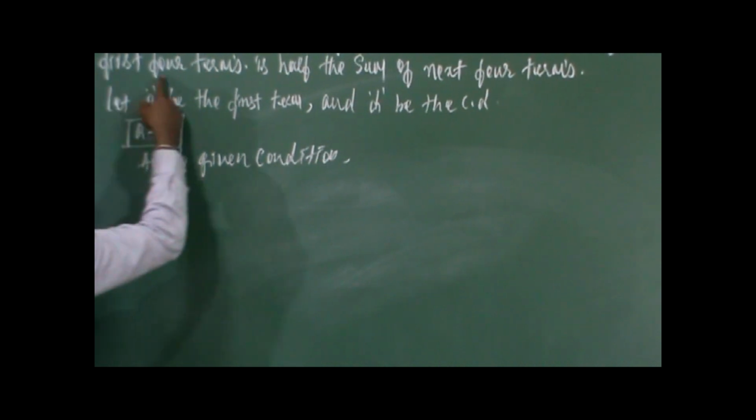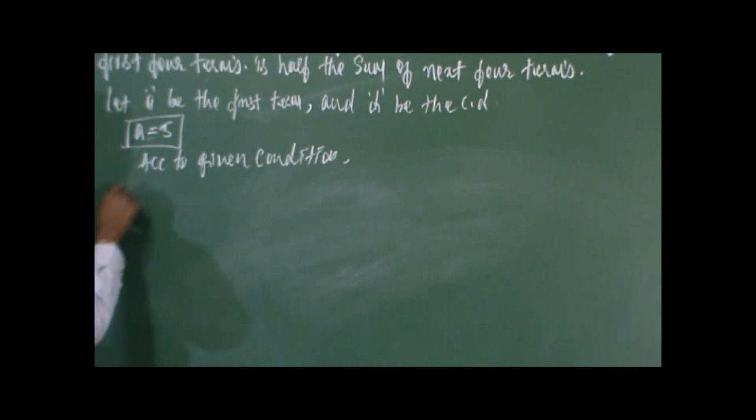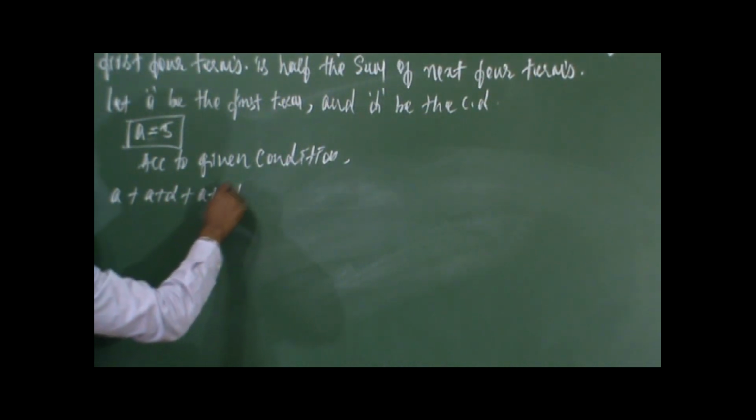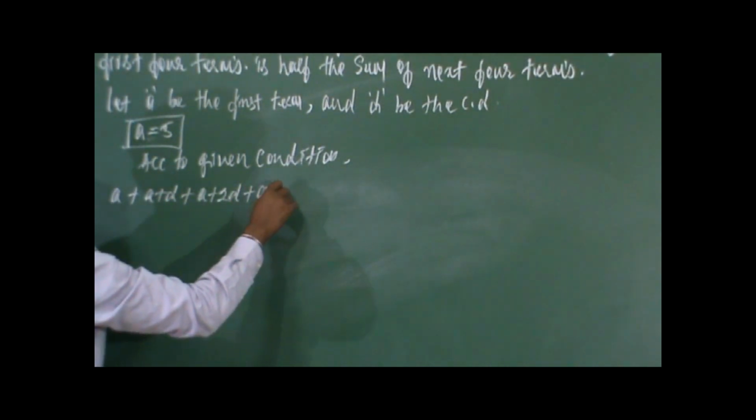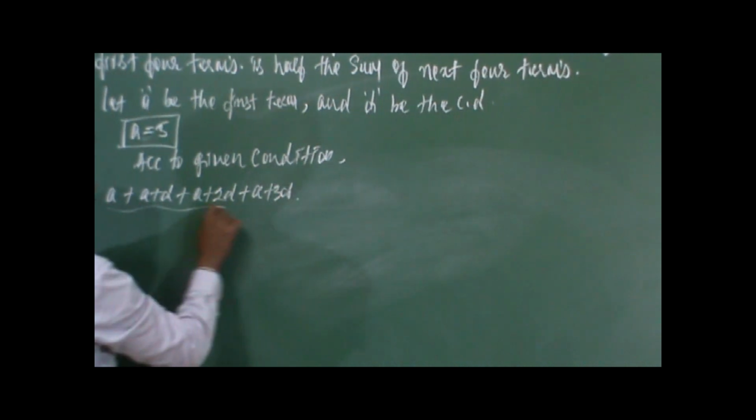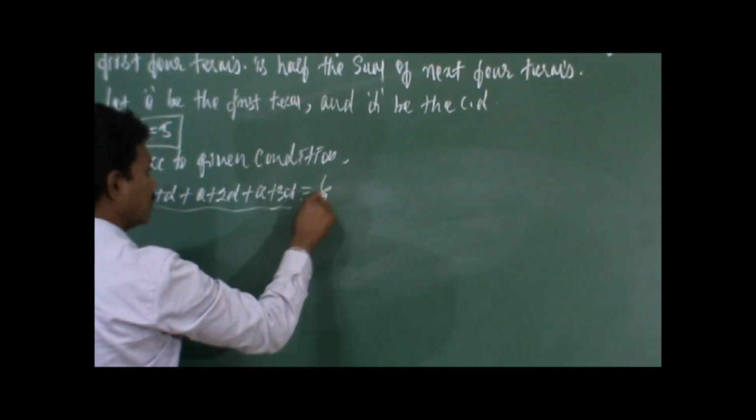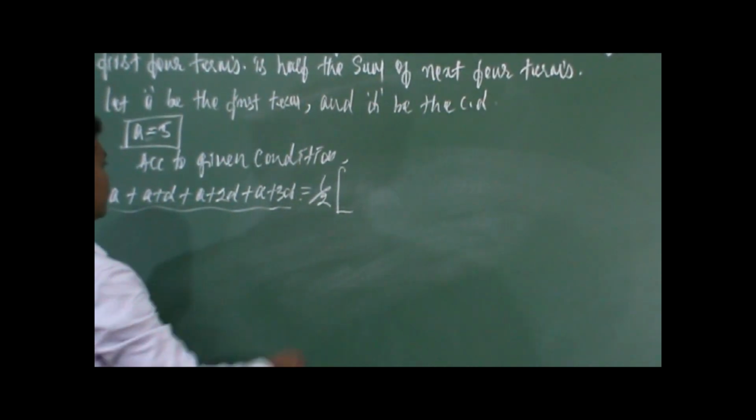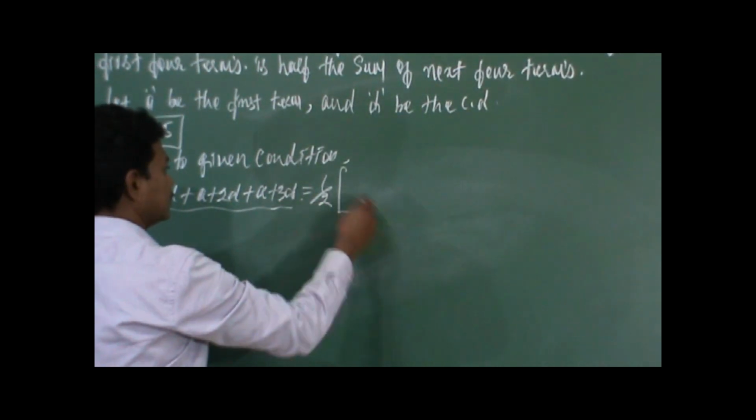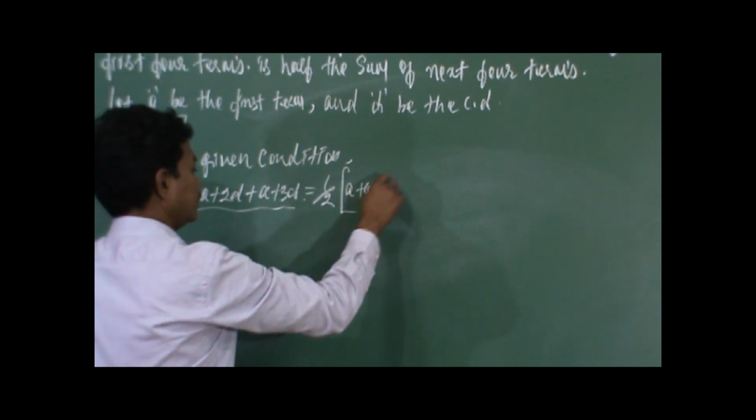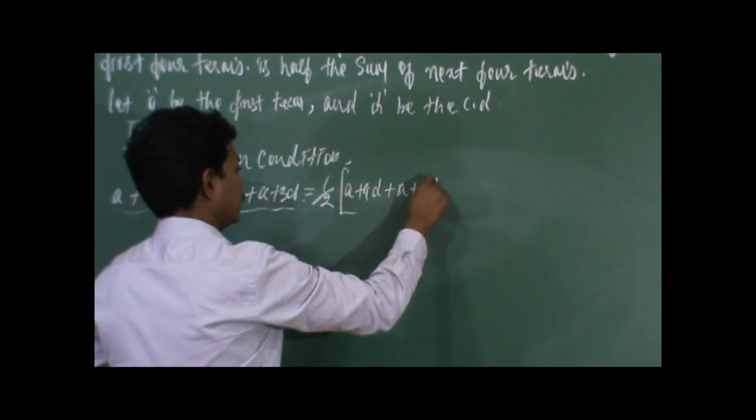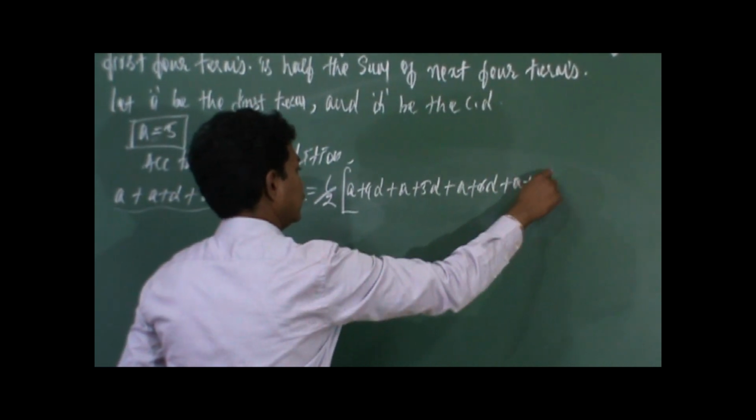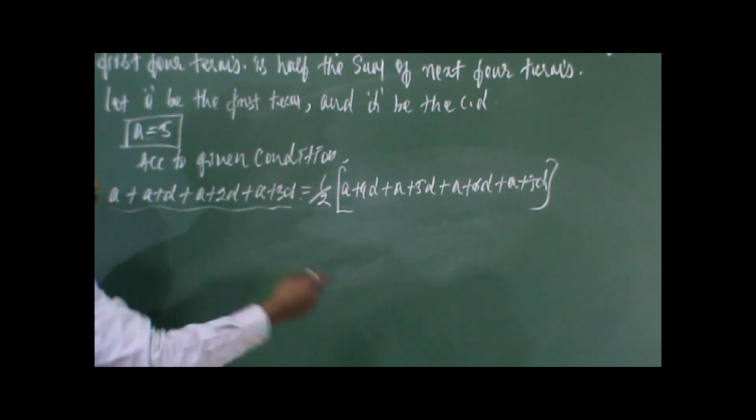the sum of the first 4 terms, that is A plus (A plus D) plus (A plus 2D) plus (A plus 3D), is half the sum of the next 4 terms. The sum of the next 4 terms, coming after A plus 3D, is (A plus 4D) plus (A plus 5D) plus (A plus 6D) plus (A plus 7D). So these are the sum of the next 4 terms.